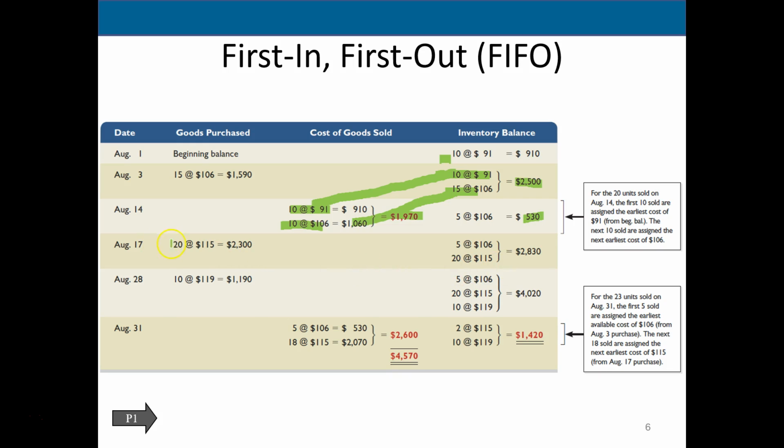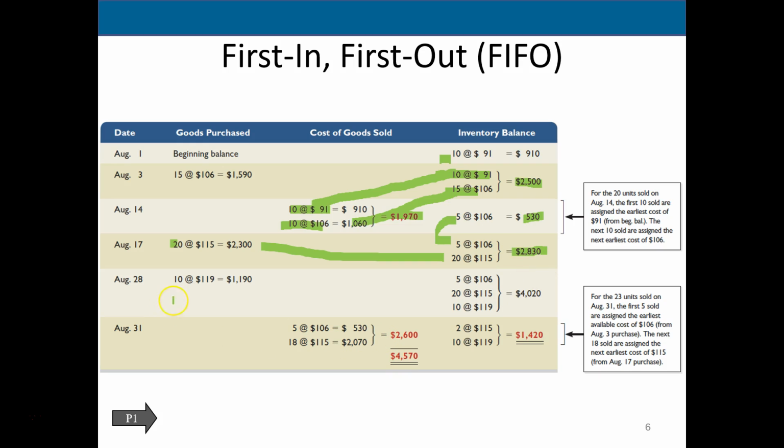Then we assume we bought another 20 at 115. Once again, the price is going up for our purchases. So we have 2,300. We still have this old layer here, the 5 at 106. Now we have the new layer, 20 at 115. Our ending inventory at this point is 2,830.